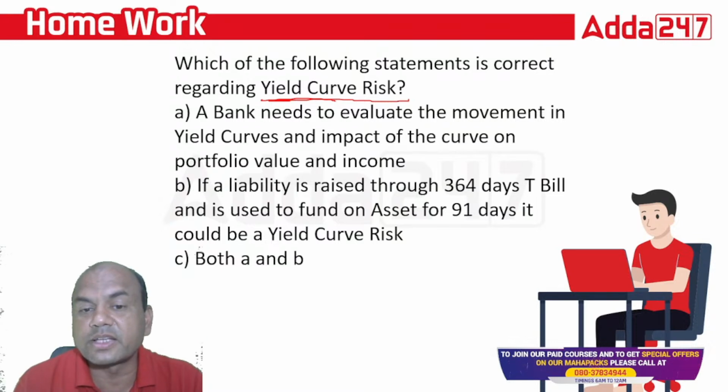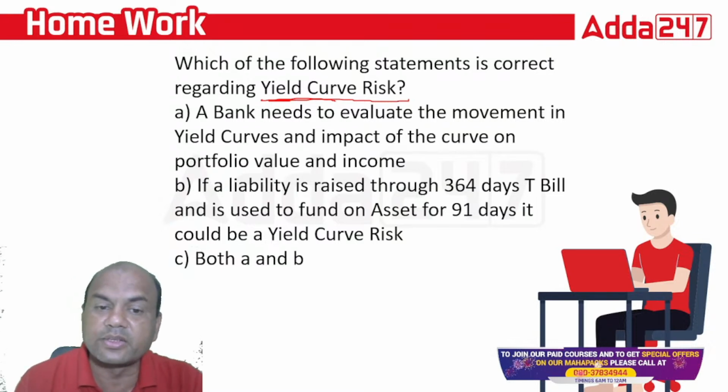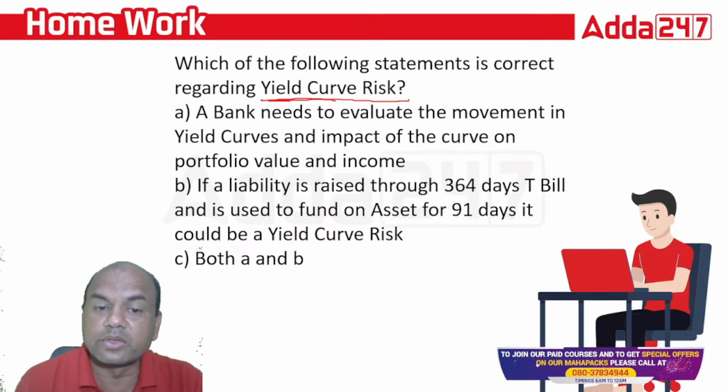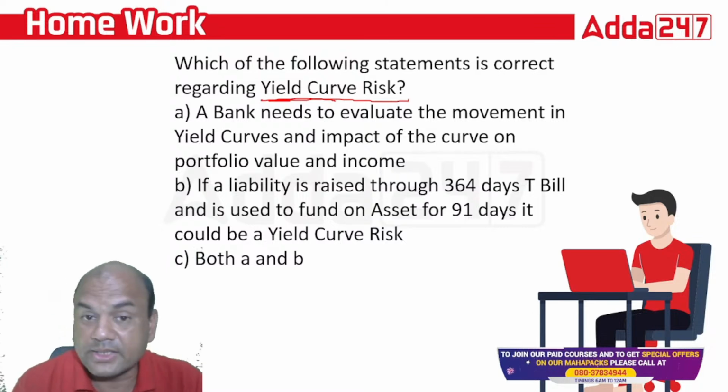If the liability is raised for 364 days T-bills and is used to fund on the asset for 91 days, it would yield the yield curve risk. And both end. Check this answer, okay?